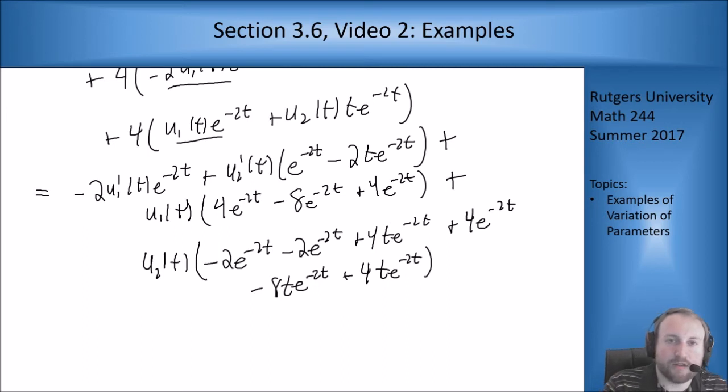Now if we look at the terms that show up in these expressions, this term goes to 0, and this whole thing goes to 0 because both the t to the 2t's and the e to the negative 2t's just vanish on their own.